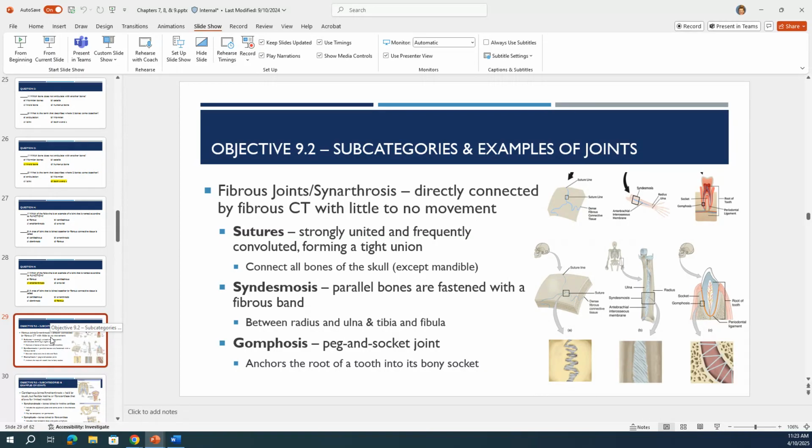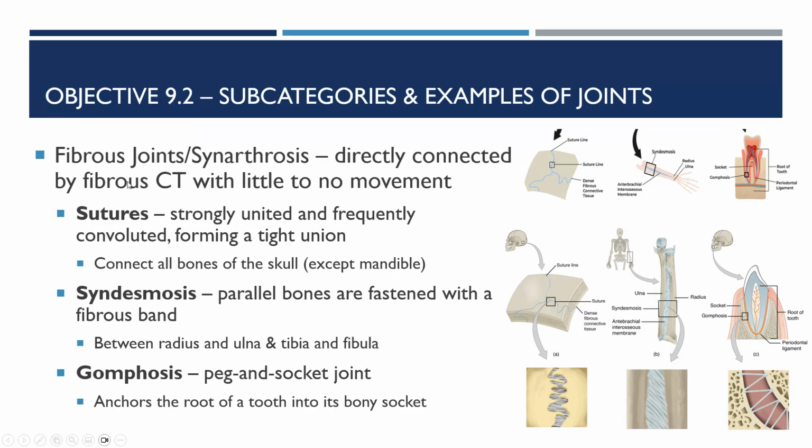Your structural could be either fibrous, cartilaginous, or synovial. And then your functional could be synarthroses, amphiarthroses, and diarthroses. Now we're going to move forward and talk about these in a little bit more detail, and we're going to take a look at some specific joints within each type.